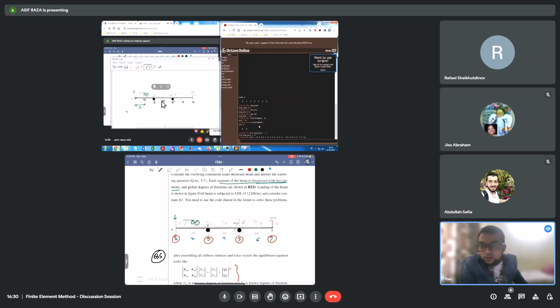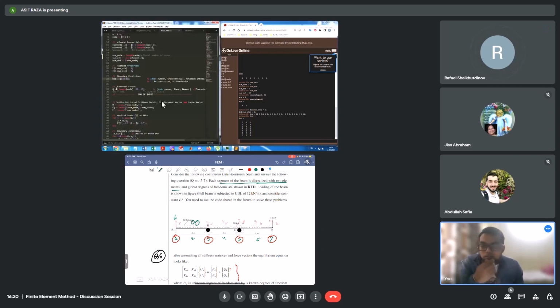Now coming to the external forces part. External forces says length of node minus 10 minus 15. This is just where we need to apply the load, that is node number, shear and moment. So I don't feel this is tough.